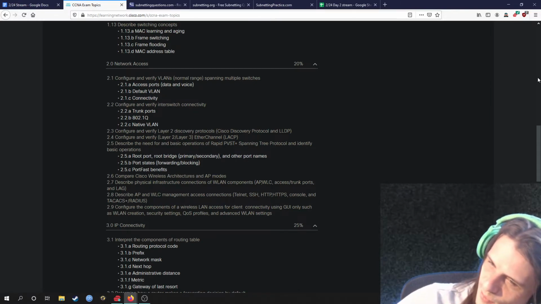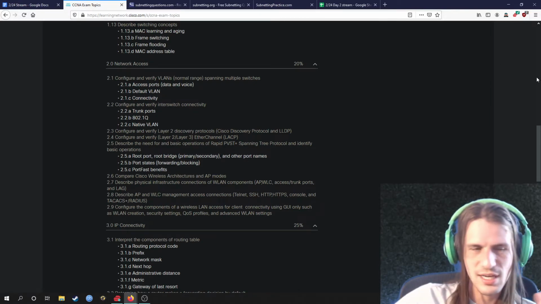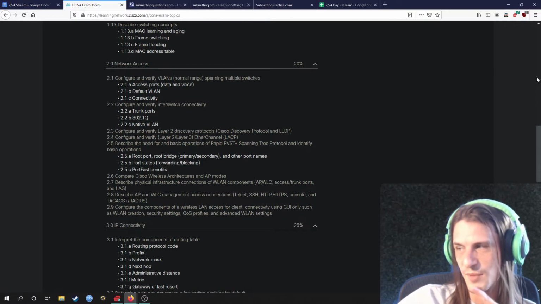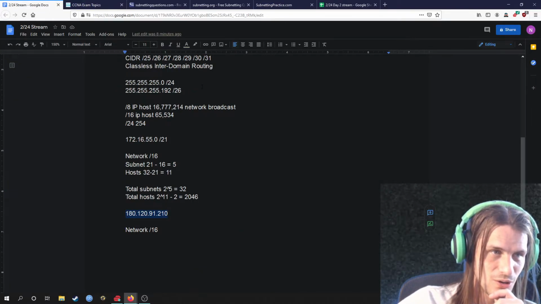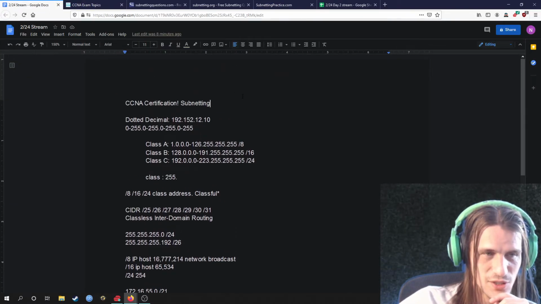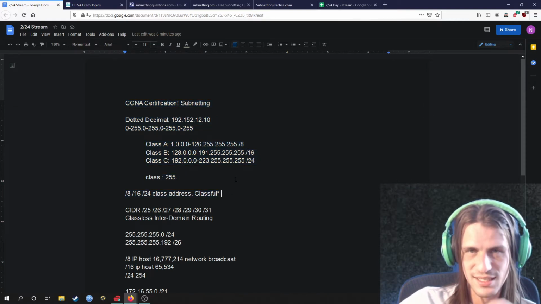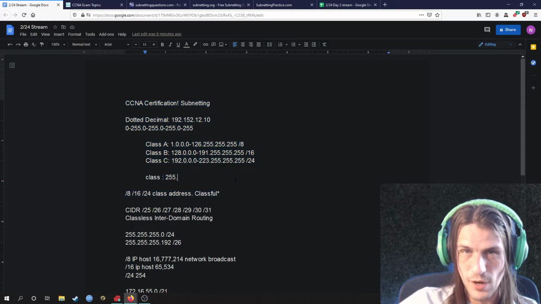So yesterday we did some really basic stuff with OSI models. Today I focused specifically on subnetting, and I really need to work on subnetting hard. But it's going to be something that I'm going to be doing in the background while I continue on with the course material.